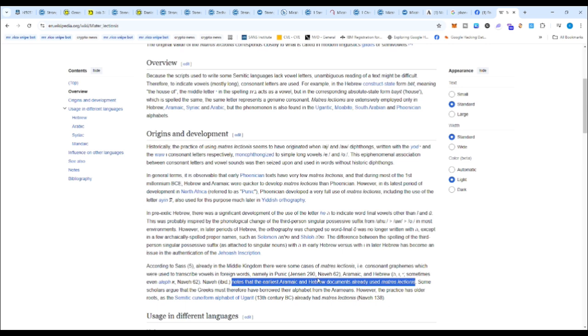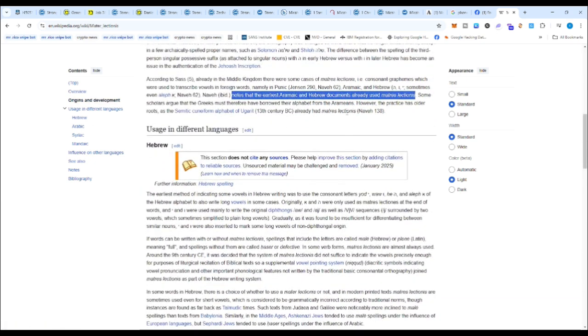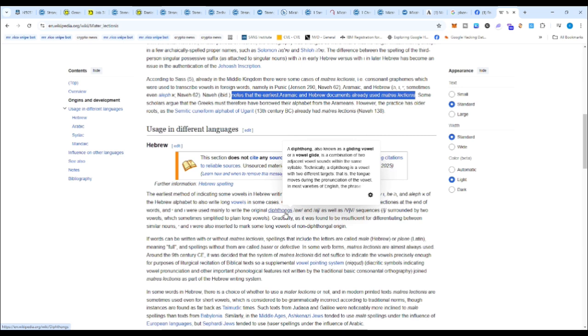However, the practice has older roots, as the Semitic cuneiform alphabet of Ugarit, 13th century BC, already had matres lectionis. So Ugarit in the 1300s BC already had matres lectionis, vowel points. That right there transferred over to the Phoenicians and to the Aramaeans, which is where the Hebrews got it in the 9th century BCE. And we're going to go ahead and prove that. All right, so let's see here.